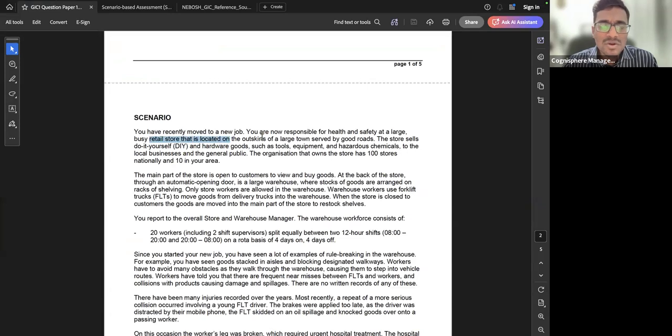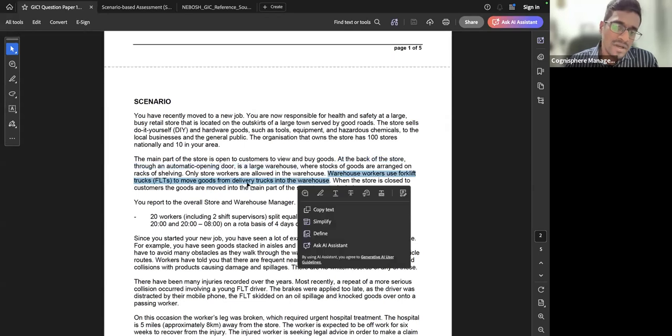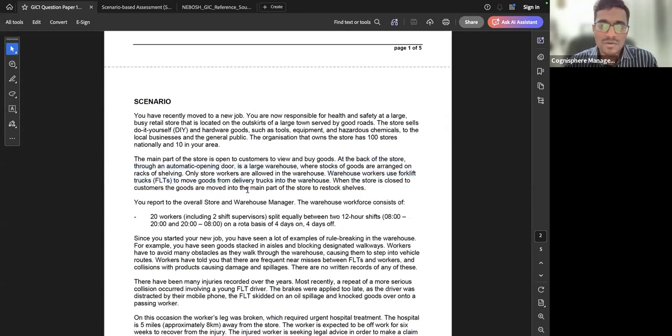It's a retail store that is located on the outskirts, and the store sells these products. The store is open to customers, and at the back of the store, through an automatic opening door, is a large warehouse where they stock goods. Warehouse workers use forklift trucks to move goods from delivery trucks into the warehouse, and then from the warehouse the goods are moved to the store. You can clearly see the process here. The goods are delivered through the delivery trucks into the warehouse, and from the warehouse they move them to the store.